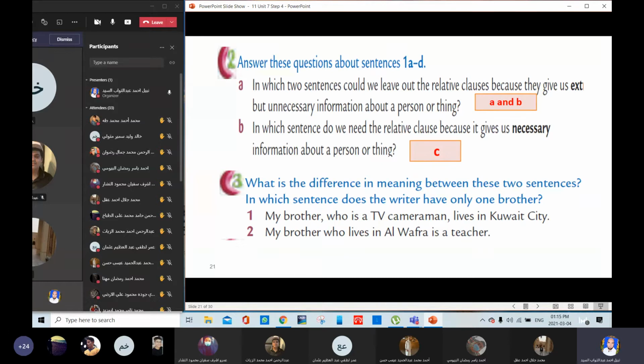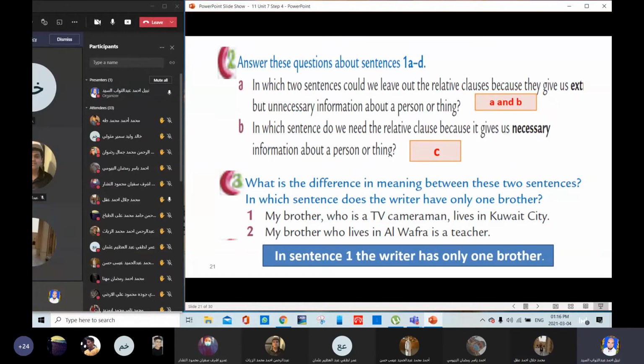Okay. In exercise three, Muhammad Jalal, do you remember the question you asked me? What is the difference in meaning between these two sentences? Look at these two examples. My brother, who is a TV cameraman, lives in Kuwait City. My brother, who lives in Al-Wafra, is a teacher. In which sentence does the writer have only one brother? One or two? Muhammad Jalal. In sentence one, the writer has only one brother. Very good, yes. Because you've got two commas, this relative clause gives unnecessary, extra information we can delete. It means I have only one brother. In the second sentence, I have more than one brother, but I'm talking about my brother who lives in Al-Wafra.